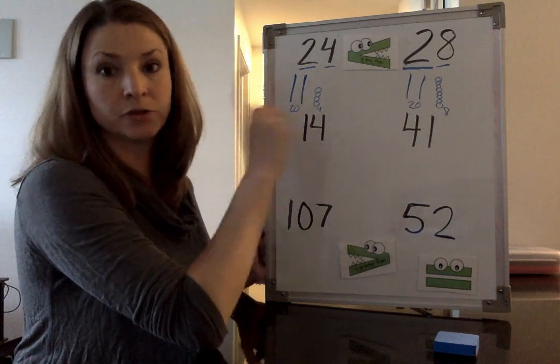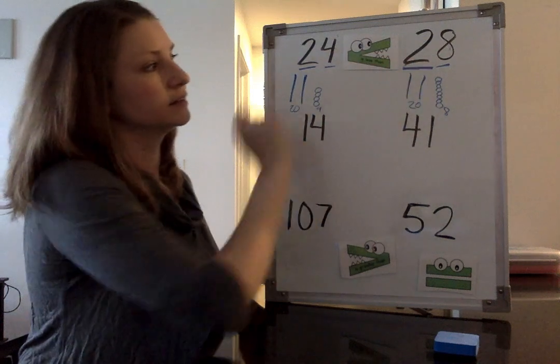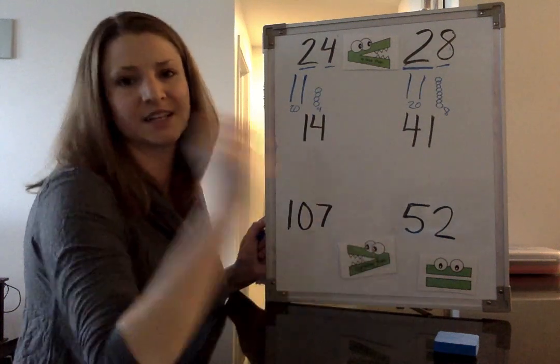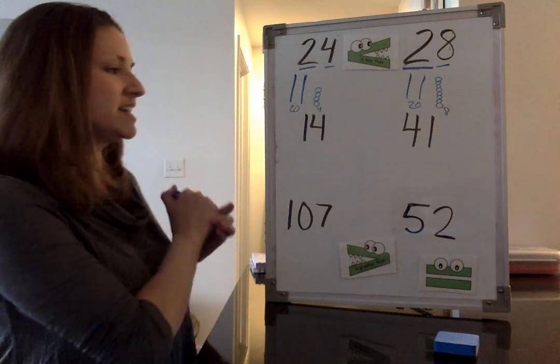But let's check our answer. Remember, we read from left to right. So let's read. 24 is less than 28. Say, we did that. Awesome. Let's look at the next one.